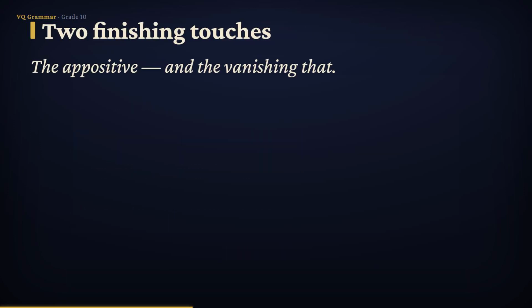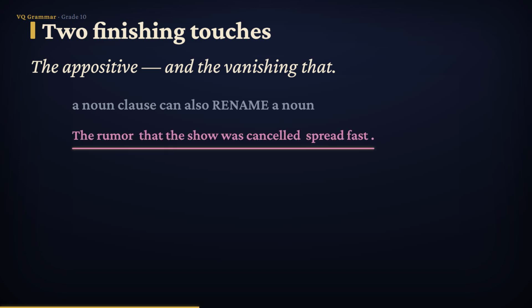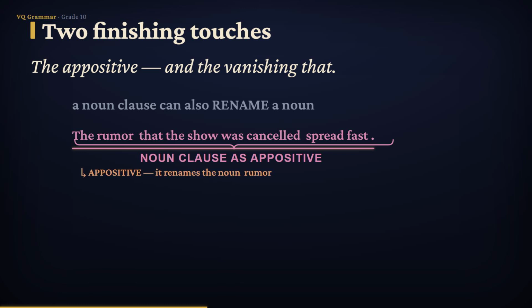2 finishing touches, and then we put it all together. First, a noun clause can also be an appositive. The rumor that the show was canceled spread fast. What rumor exactly? The clause tells you that the show was canceled. It sits right next to the noun, rumor, and renames it. That is a positive work.